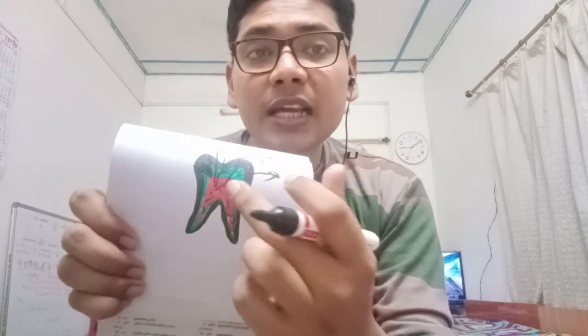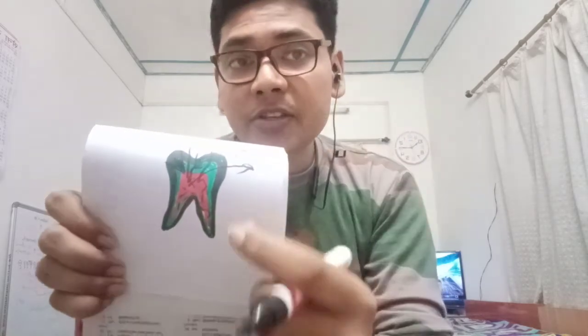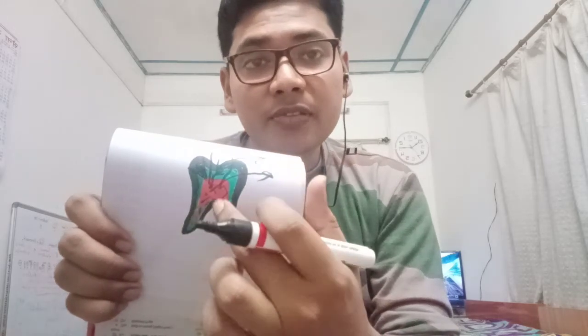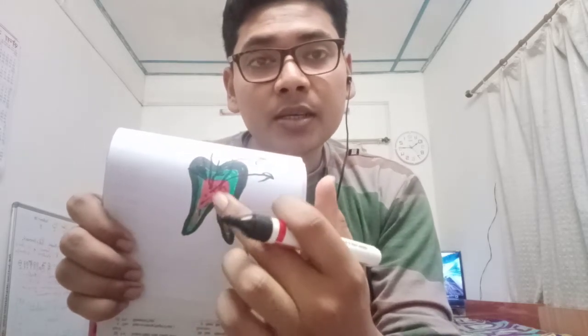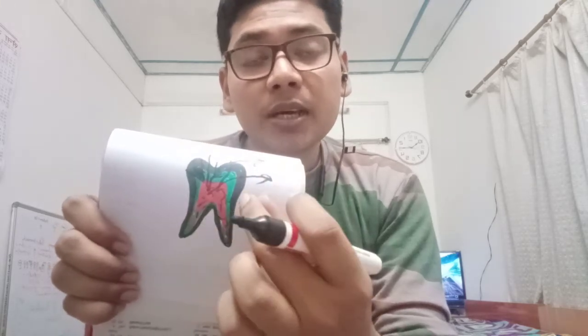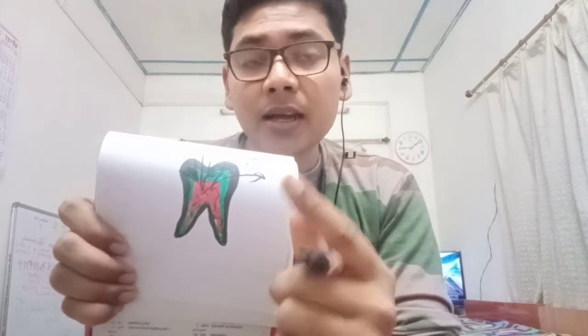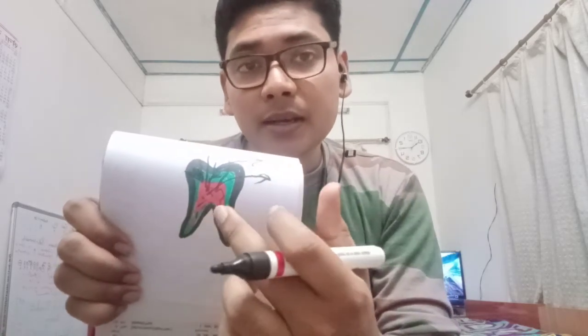And after removing that part, these portions will be filled with a filling material called gutta percha. After filling this portion with gutta percha, the hollow portion that was created by the dentist will be restored with dental material, different materials are there. And this is the whole process. This is the complete process of RCT. So in one line, RCT is removing pulp and replacing it with gutta percha.